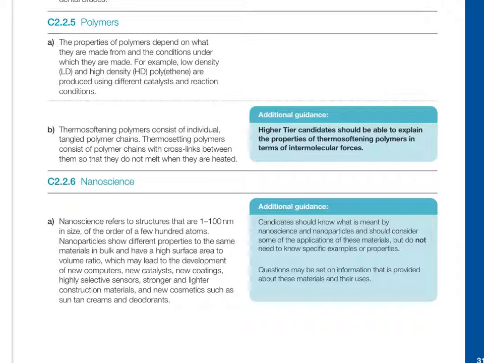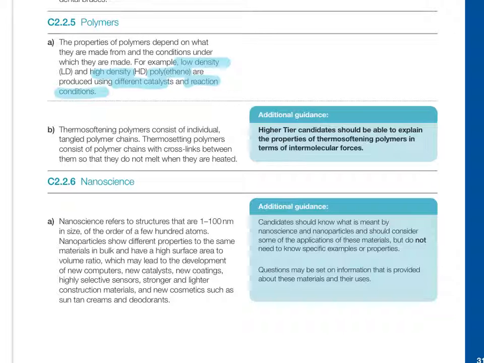So you get two different types of polyethylene. So polyethylene is the stuff that your plastic bags are made out of, and you can get low density polyethylene, so where there's not very many particles in a given space, and high density polyethylene where there are lots of particles in a given space. And to make those two you need to use different catalysts and different reaction conditions, like different temperatures, different pressures.